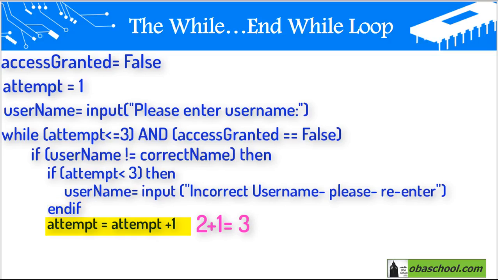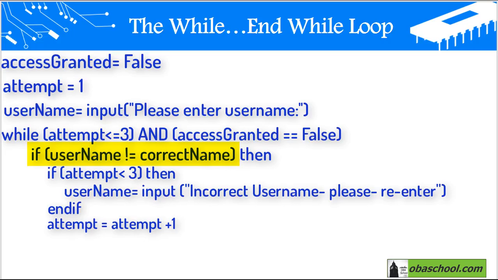So now the attempt is equal to 3. When the user re-enters his username, we will continue to the while loop. While 3 now is less than or equal to 3, this condition is true and the access granted is still equal false. We will get inside the while loop and continue to the if condition.